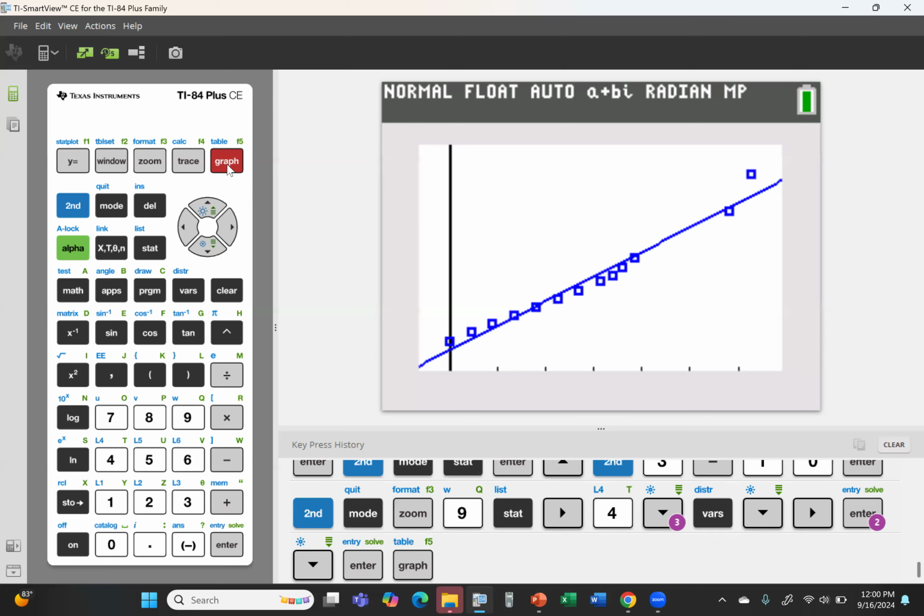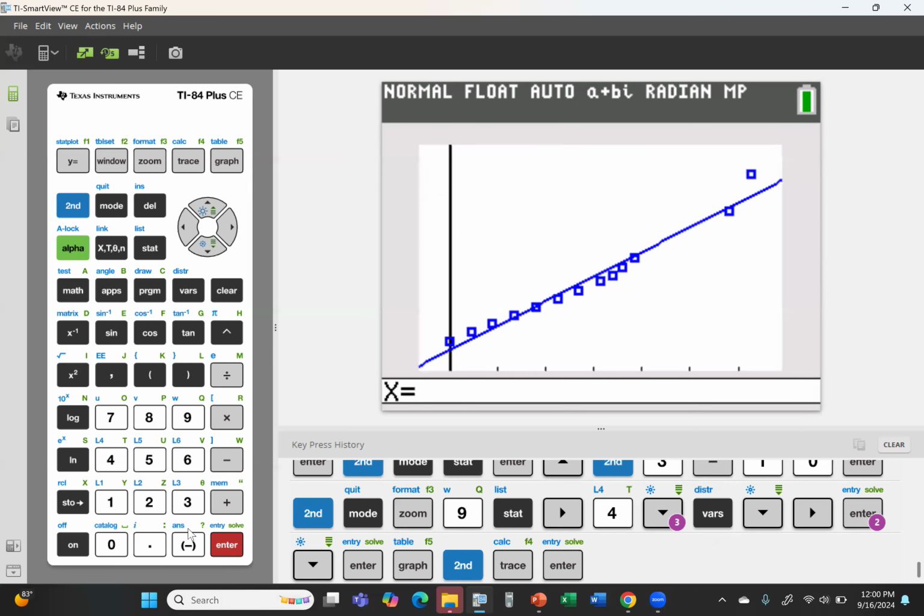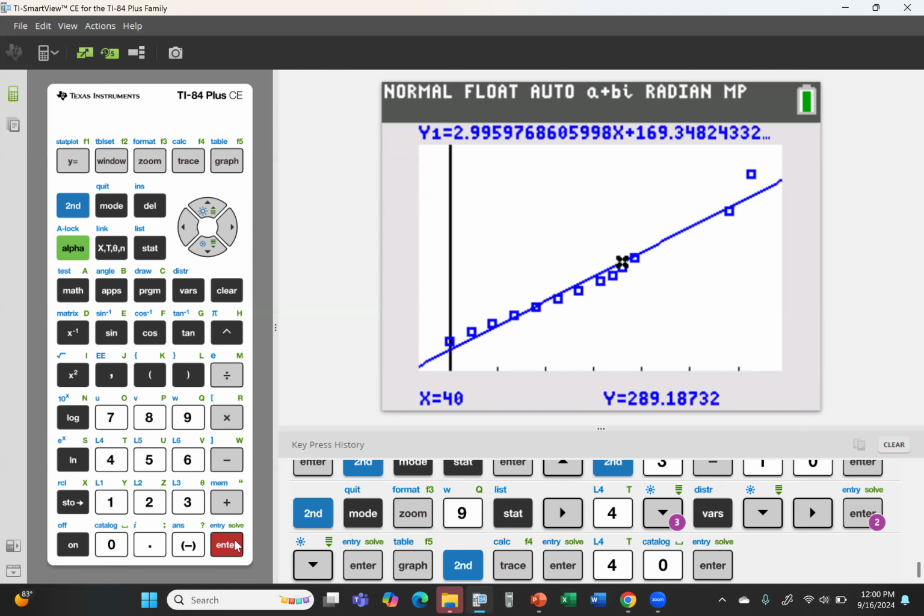Okay, now let's find for the year 2000. So since I'm aligned to 1960, the year 2000 would be 40. So we're going to find second calc value for X is equal to 40. Is that the same value? It should be the same Y value. For the year 2000 it is going to be the same no matter what alignment you use.